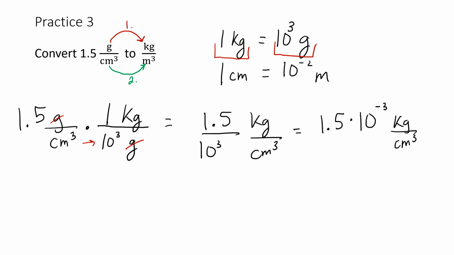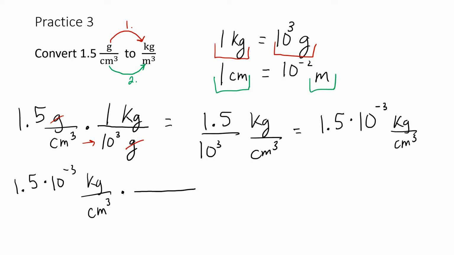Next step, we are going to convert the cubic centimeters into cubic meters. So again, I will rewrite my 1.5 times 10 to the minus 3. This is kilograms per centimeter cubed. I'm going to multiply by a fraction. This fraction needs to cancel the centimeters and put us into meters on the bottom. So to cancel the centimeters, I have to put them diagonally. And this is all together, the 10 to the minus 2 meters below.